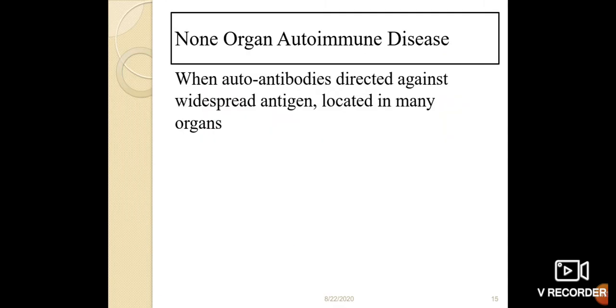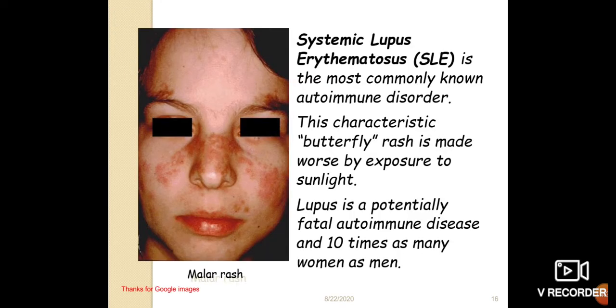If we discuss here the other class of autoimmune disease, which is non-organ-specific autoimmune disease, meaning that this is autoimmune disease affecting all the tissue all over the body, or most of the tissue all over the body, and may be located in any organ in the body. First example which we have, and the most widely known example, is systemic lupus erythematosus. It is the most commonly known autoimmune disorder.